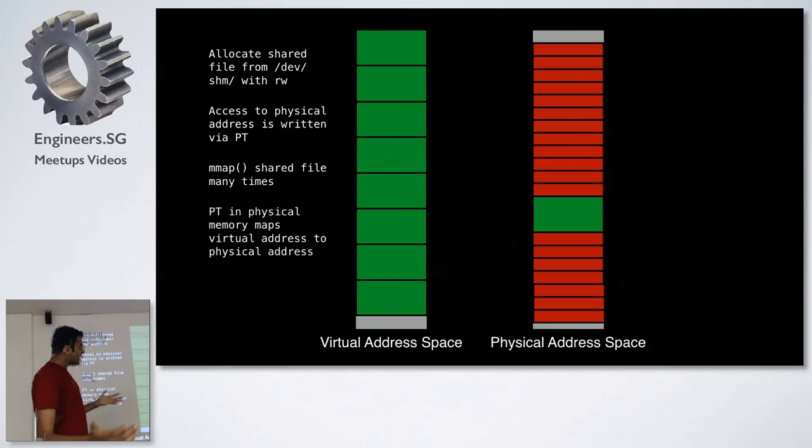You spray the entire physical memory with page tables. These are only 4 kilobytes large, but if you do it a million times, that's 4 gigabytes. Yeah, 1 million times is 4 gigabytes. So you spray the entire physical memory with page tables. This is where things are going to get exciting.